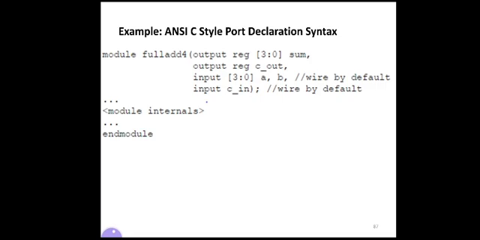Directly here, in the list itself, we have declared the ports also. Observe that inputs a, b and c_in we have not mentioned as wire, so by default they are going to be wires. Then the remaining internals can be done with the help of behavioral modeling, structural modeling or dataflow modeling, depending upon the requirement. Then end module. So this is about the ANSI C style port declaration.